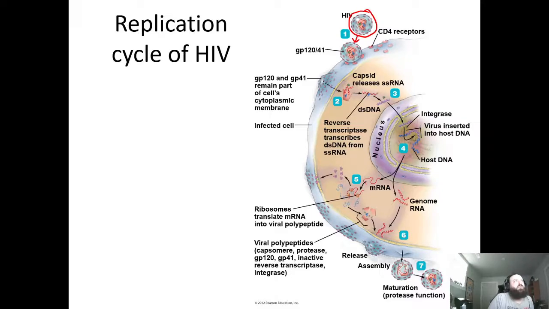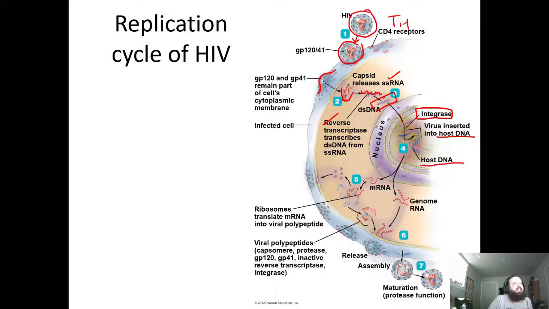The GP120 and GP41 receptors of the virus bind to the CD4 receptors of the helper T cell. That causes the fusion of the viral envelope, and the virus now enters into the cytoplasm where it releases its ssRNA genome. Reverse transcriptase will then convert that ssRNA genome into a double-stranded DNA sequence, which the viral integrase protein will then insert into host DNA.